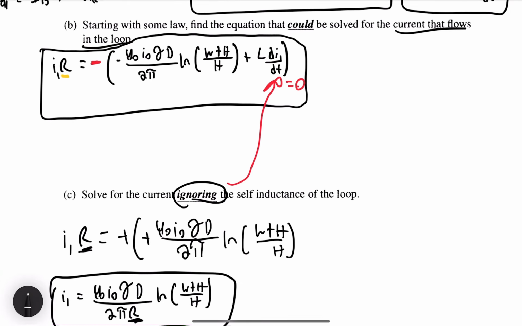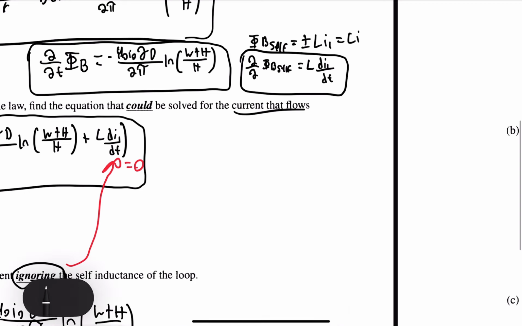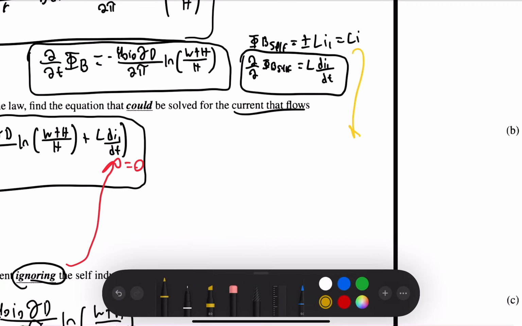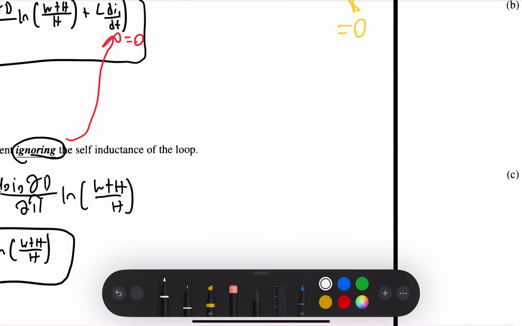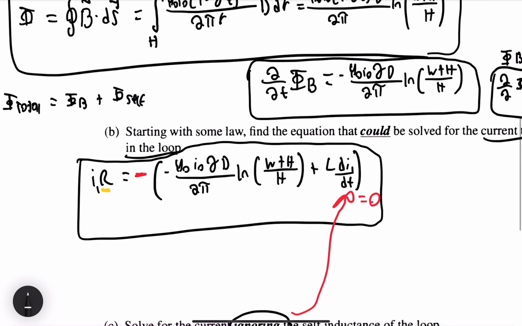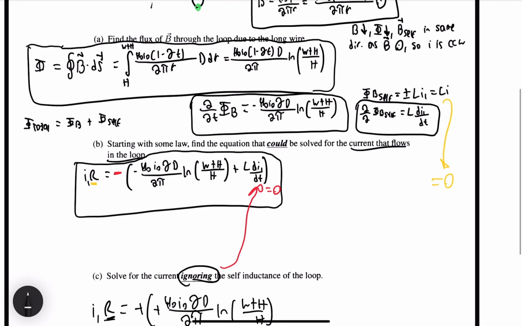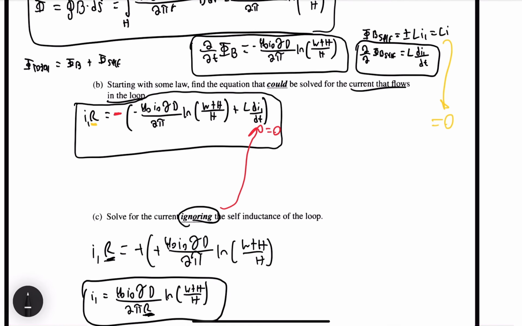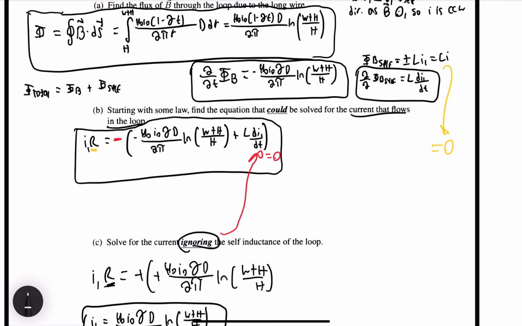Ignoring self-inductance, that would mean this flux up here is equal to 0. The partial of 0 is 0. So that's how we get this. And that's why for this one we had to include it, because it told us, or it didn't tell us specifically, but the bottom one's telling us to ignore it. So this one we have to include it.